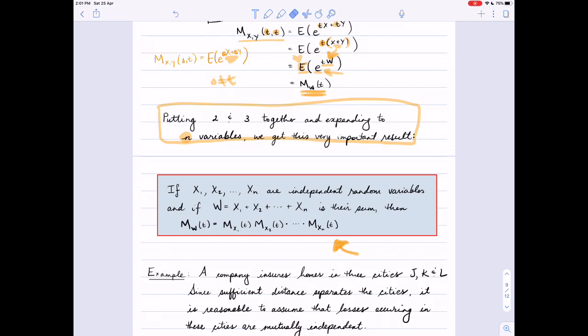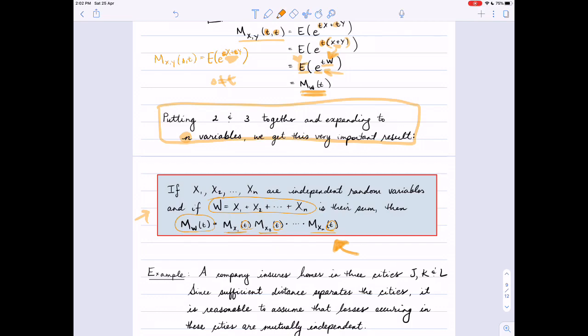And so we have this: if x1, x2, and xn are independent random variables, and if w is their sum, the sum of x1 to xn, then the moment generating function of w, well, we said you could plug in t for all of the variables, that's property 3, but then property 2 said if they're independent, you can multiply the marginals together. So putting those two together, we get this result.